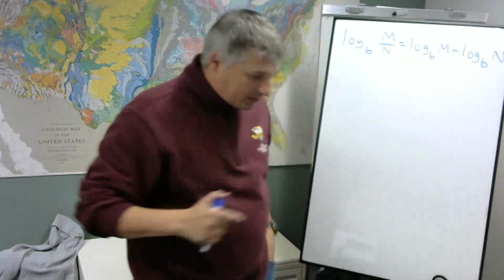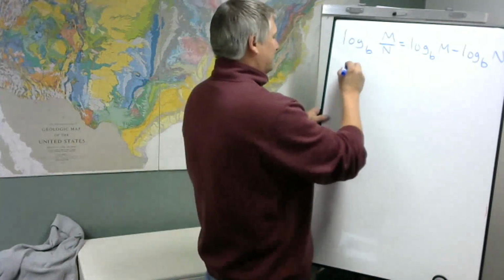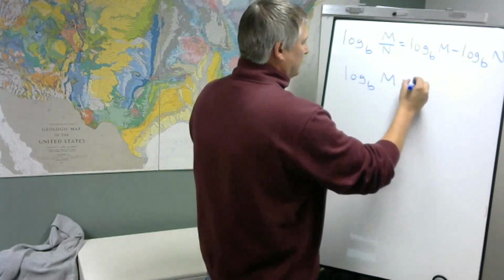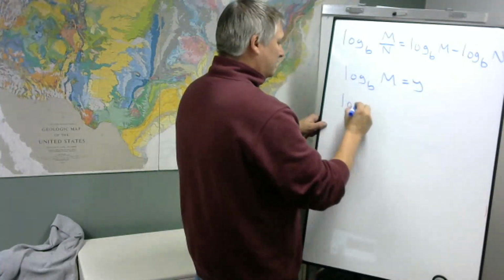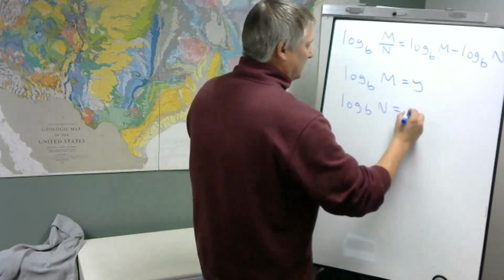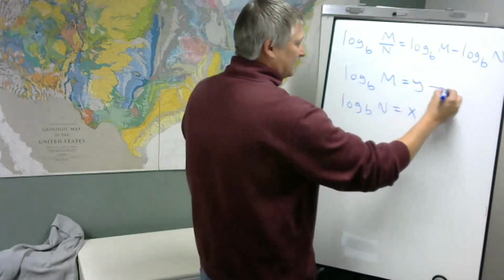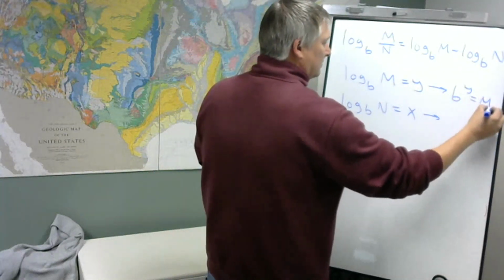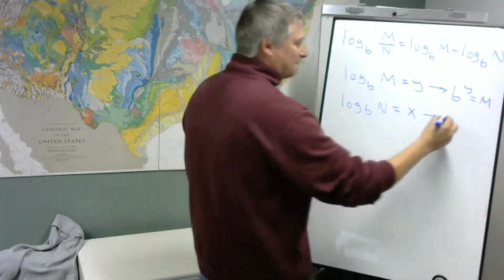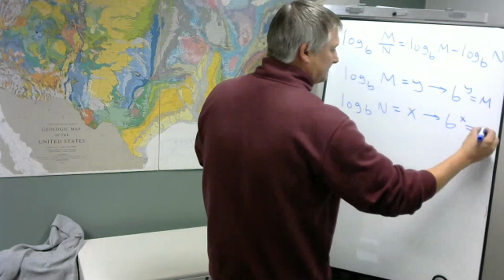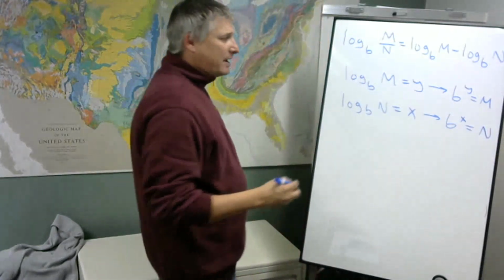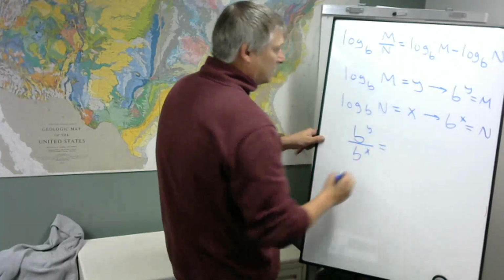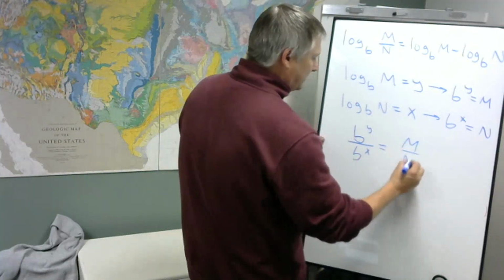So let's prove this one. Again, we're going to approach it sort of the same way. Log base b of m, let this be y, and log base b of n, let this be x. So this means b to the y equals m, and b to the x equals n. What we're going to do now is look at the ratio of these. Well, this would be equal to m over n.